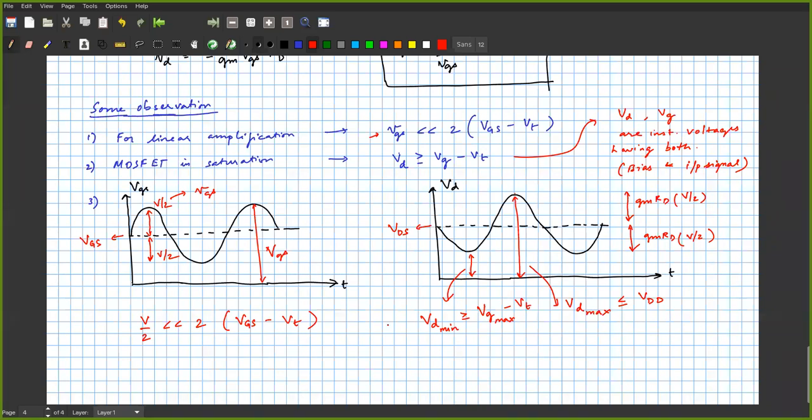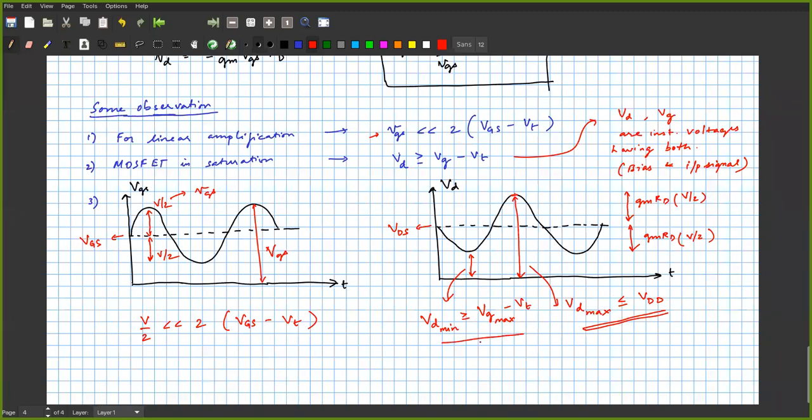One is, if I look at this peak value, VDS max, VD max, it should be less than VDD, right? If it exceeds VDD, what happens? The top part will get clipped off. Remember the load line equation in the drain characteristics. If VD max is greater than VDD, the positive part will get clipped off. That is unfaithful amplification, so we don't want that to happen. So this is the condition for VD max.